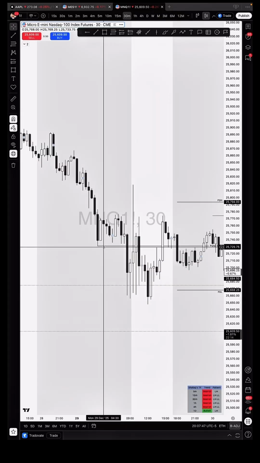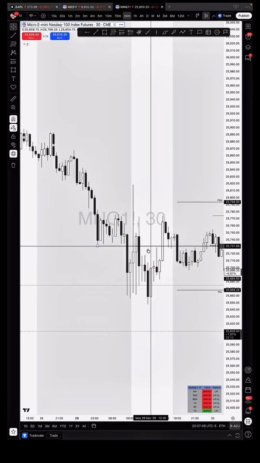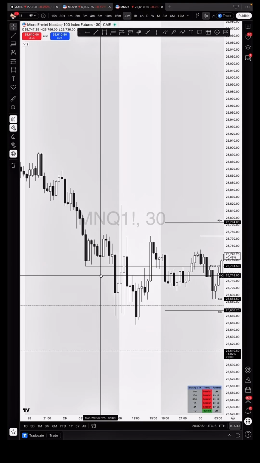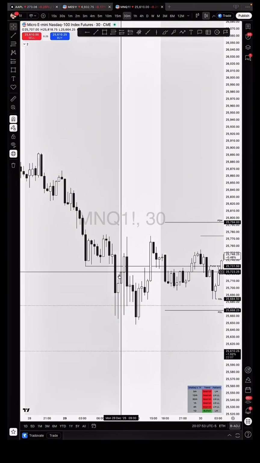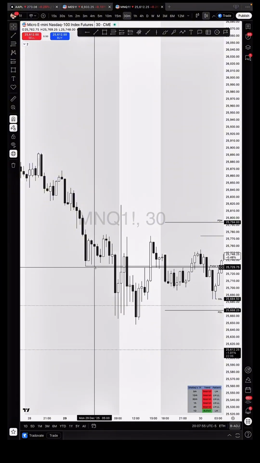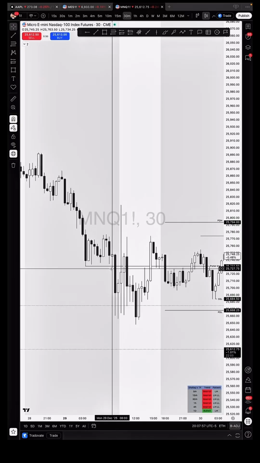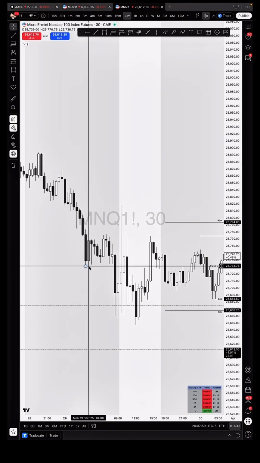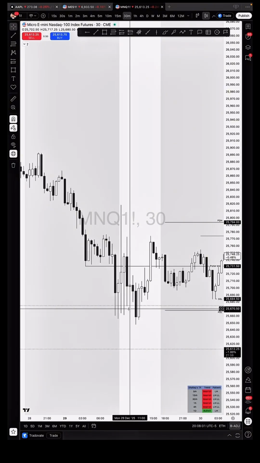So this is an important area, not just because it's resistance, but because for today's price action we will face this area, and I want to see what the reaction is, because this important area is going to be the reason if we're going to be staying below or staying above, right?